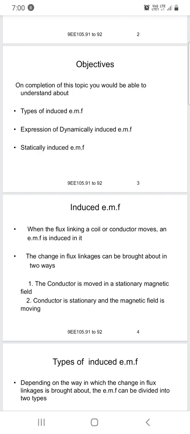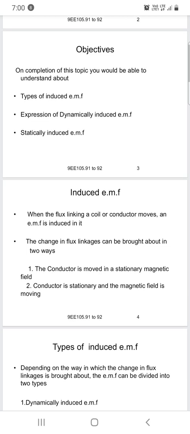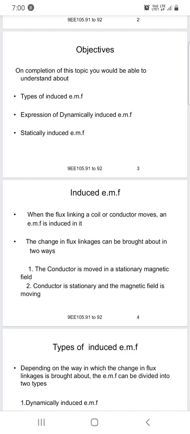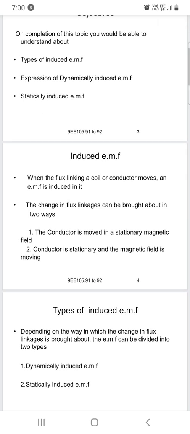Here the flux will be linking. When a conducting material is placed in the magnetic field, the magnetic lines of force, that is the flux, will be linking that coil or conductor. Then the EMF is induced in that conductor. That is called induced EMF.